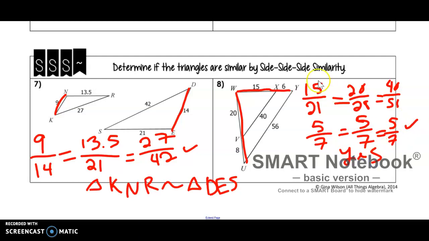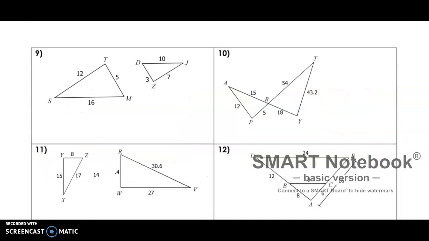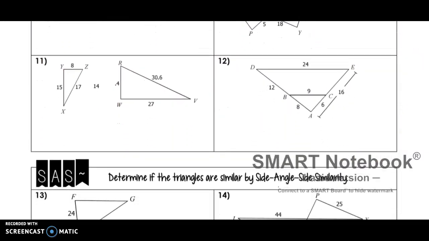Okay, so I'm down to my last slide here. Okay, so I'm going to skip these ones. I think you guys can do these ones. Alright, so you're just looking at all three sides. Just make sure you get the right sides. Okay, so yeah, add things up.